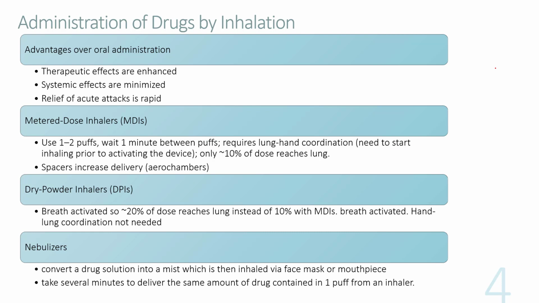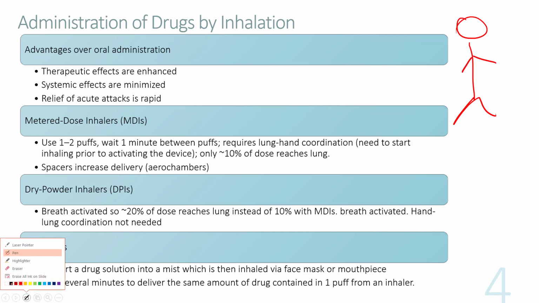So one of the big things with asthma is because it's a respiratory condition, it's better for those drugs to be inhaled, because there are several advantages. First of all, I'm going to draw a very sad looking person there. If you inhale the drug, and their lungs right over here, the drug basically goes straight through to the lungs, right? And so you've got relief of acute attacks is rapid because it goes straight in to the lungs.